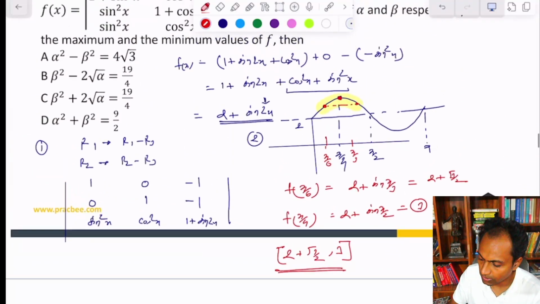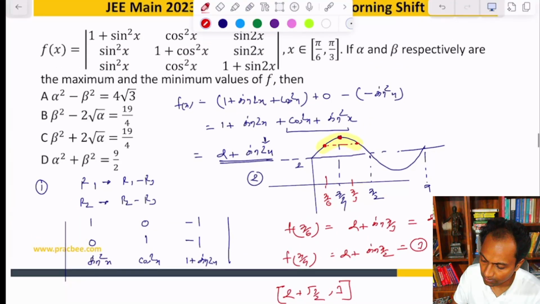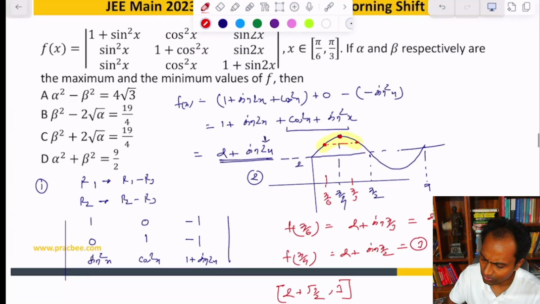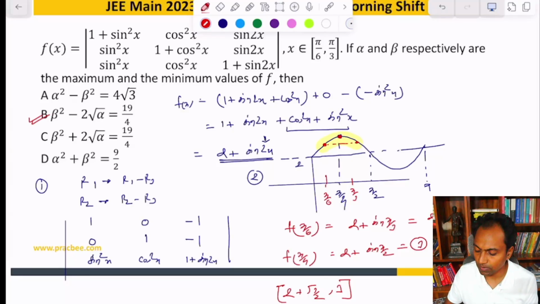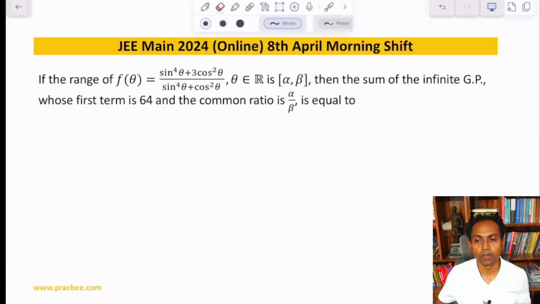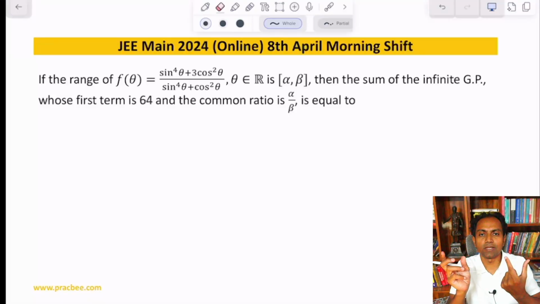So now we have got the value of alpha and beta. We can check the options, so we can see that option B will come out to be correct. Beta is square minus 2 root alpha. Now a similar question was again asked in 2024, where you have to first simplify. There is a concept of range getting applied. Then there is a concept of sum of GP getting applied. So you can see that two different questions we will have to solve and connect them to get the answer.